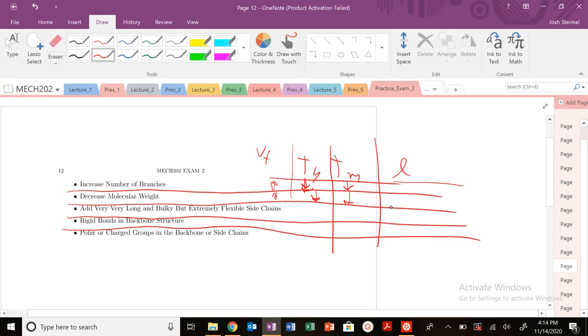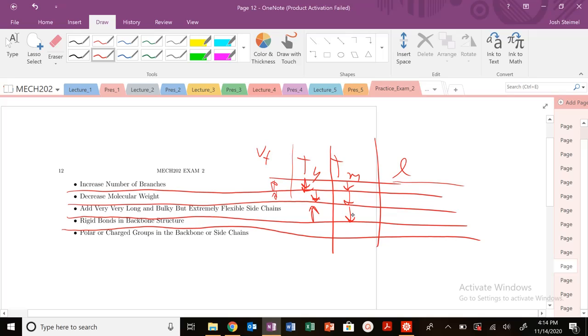Add very long and bulky but extremely flexible side chains. So even though it's long, even though it's very flexible, again, it's still long and bulky. It's going to be hard to rotate, so that is going to increase my Tg. If they're very long and bulky, it doesn't say rigid. They're still flexible, so that's going to be very hard to crystallize. So that is going to decrease my Tm.